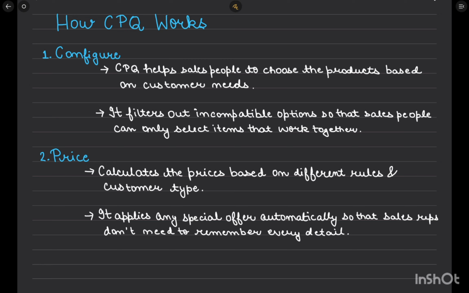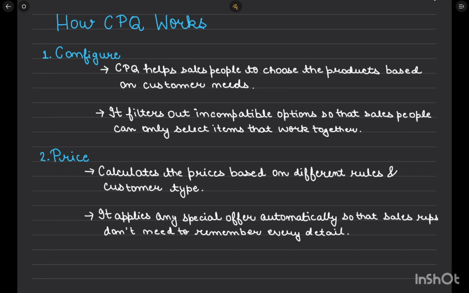Next comes our price. It calculates the price based upon different rules, right? As well as customer types. We could have various types of customers based upon the businesses, some recurring customers, some end users, some retailers, right? So based upon the customer category, we can provide certain discounts to all those people, right? So that's where our price calculation kicks in, right?